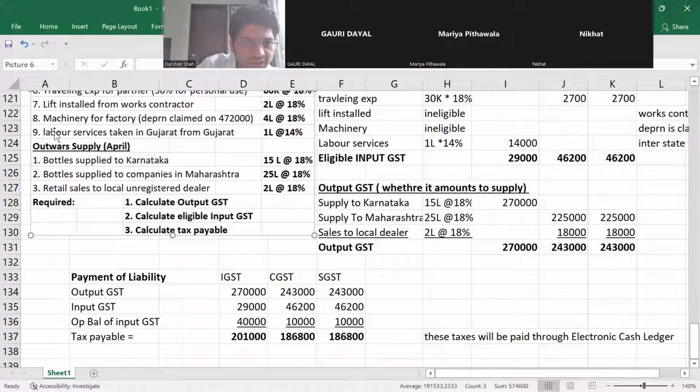So if this was, let us say, labor services taken in Maharashtra from a service provider in Gujarat, then the services are taken in Maharashtra, right? Then it will become intra-state and we'll have to pay CGST and SGST. Understood?